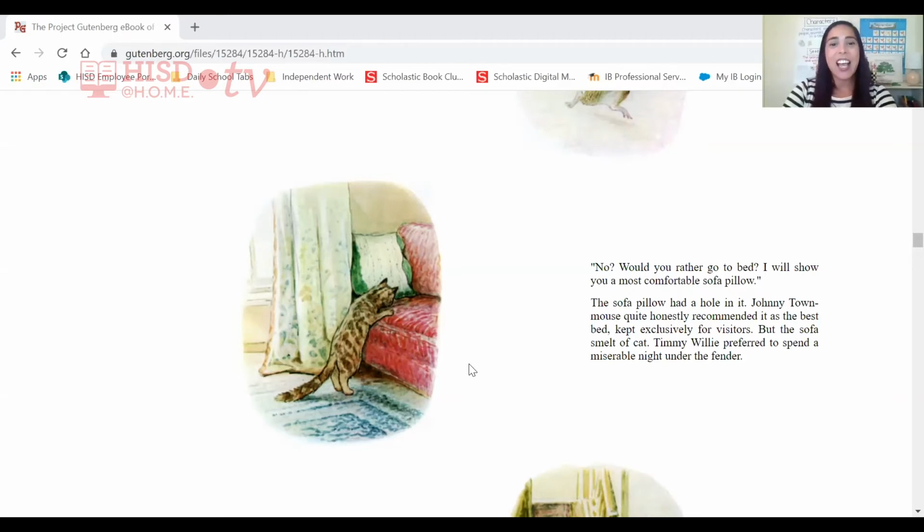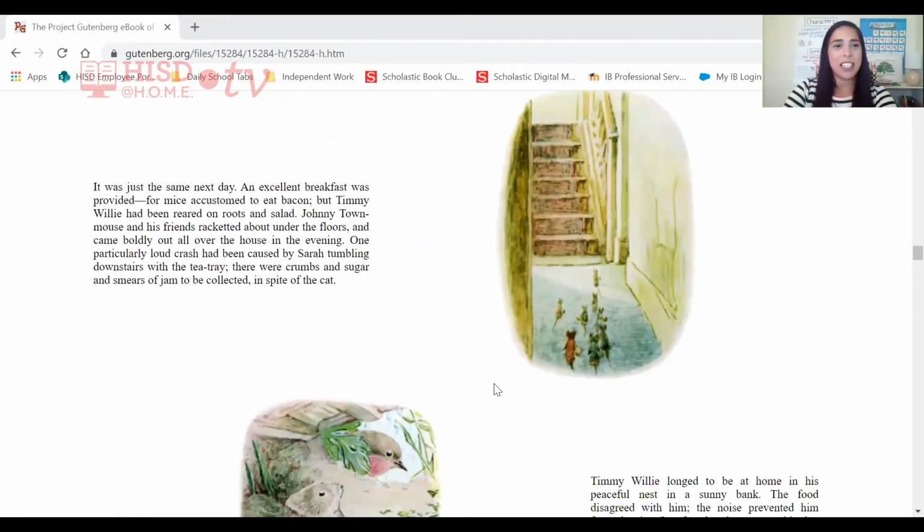Instead of sleeping in the nice, comfortable pillow that is reserved exclusively for guests, Timmy Willy has opted to stay by the fender. Rather a miserable night than to spend it with the cat. Because look, I see the cat right here and he's next to the pillow. It was just the same next day.